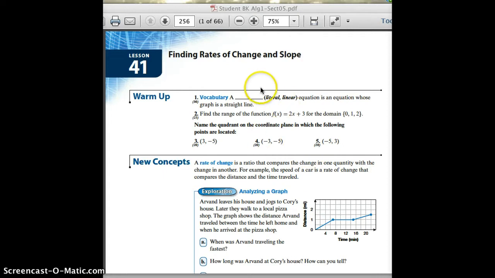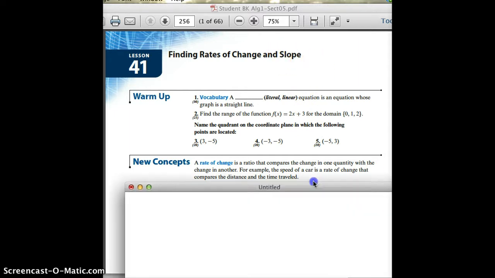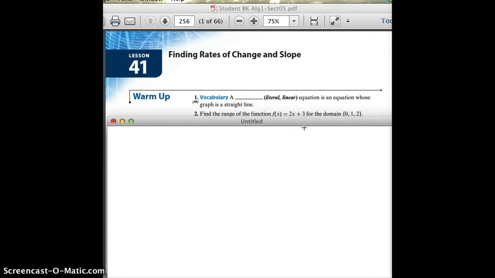Okay, algebra class, this is lesson 41, finding rates of change and slope. One thing that I really like about algebra is that you get the same concepts over and over again, and hopefully a lot of you see this word slope and remember that we've done slope before. And what is slope? When we talk about lines, slope is the steepness of a line.